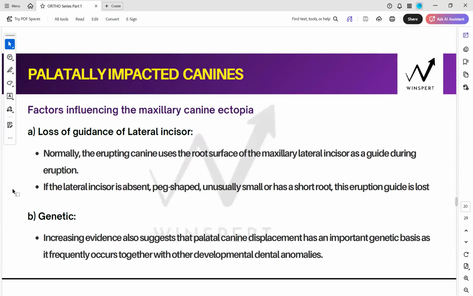Number one reason is a loss of guidance from the lateral incisor. Very important concept: usually your canine uses the root surface of your lateral incisor as a guide during eruption. So the canine, which is erupting in the bone, uses the side of the lateral incisor root as a guide during its eruption. If your lateral incisor is absent, peg shaped, small, or has a short root, this eruption guide gets lost. As a result, the canine can deviate from its normal eruption pathway and can become displaced palatally. So, number one reason understood: loss of guidance of the lateral incisor root.